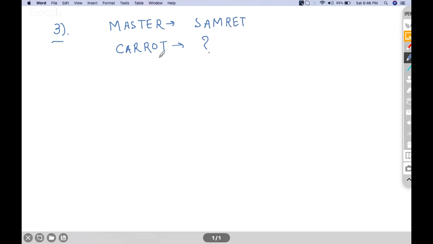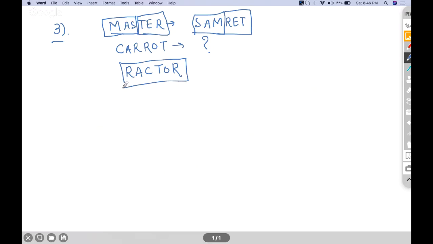Okay, good. All the answers coming till now are correct. See, in this, the first half has been taken opposite. So mas is becoming Sam here. And the second half also has been taken opposite, so it is becoming ret here. So the first half will become RAC, and the second half will become TOR. So it is something like this.